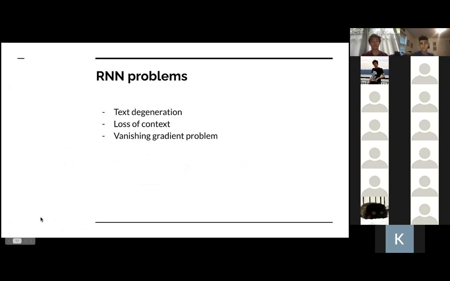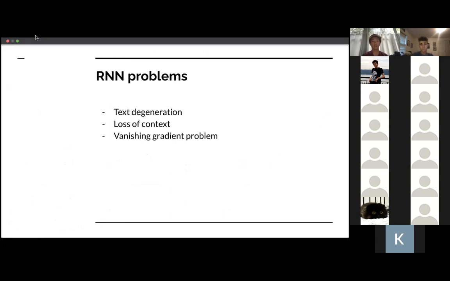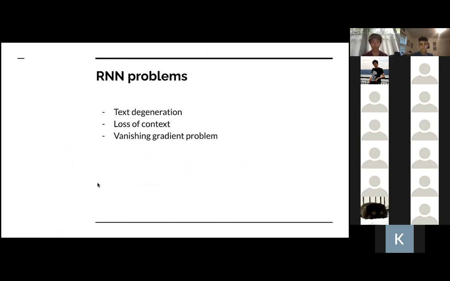So RNN problems, they did fix the problem of having fixed length input. Since they are iterative, they can work on theoretically any length of data, but they had text generation, loss of context, and there's something called the vanishing gradient problem, which means if you go far along in a sentence, it will lose memory of what happened before.